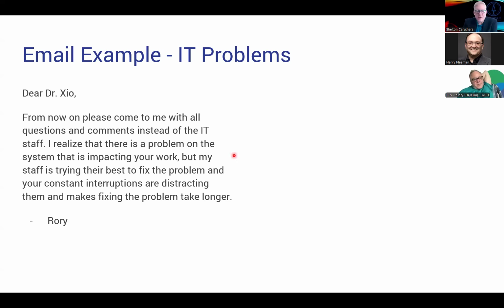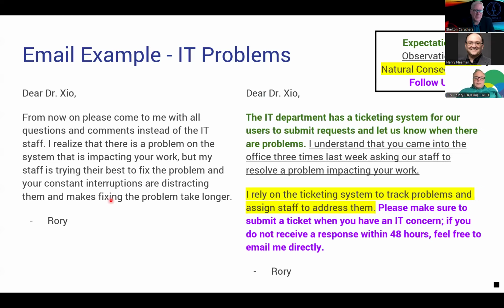So what do we have here? Obviously, someone's work's not working. The staff are not achieving the right solution apparently, and they're being distracted and not being able to do their own work. So what could have been another approach? Again, let's go through expectations, observations, consequences, and follow up.